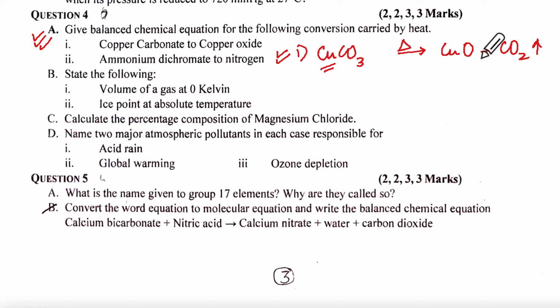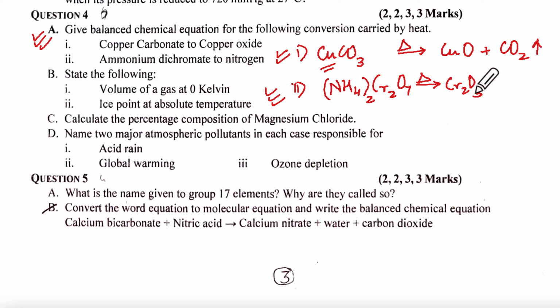Green carbonate turns into black residue and colorless, odorless CO2 gas is given out. Correct? Now, the second one, ammonium dichromate. This is again, I have told you right in the beginning, a very, very popular decomposition reaction. It will give you chromic oxide, Cr2O3, and it gives water and it gives nitrogen.